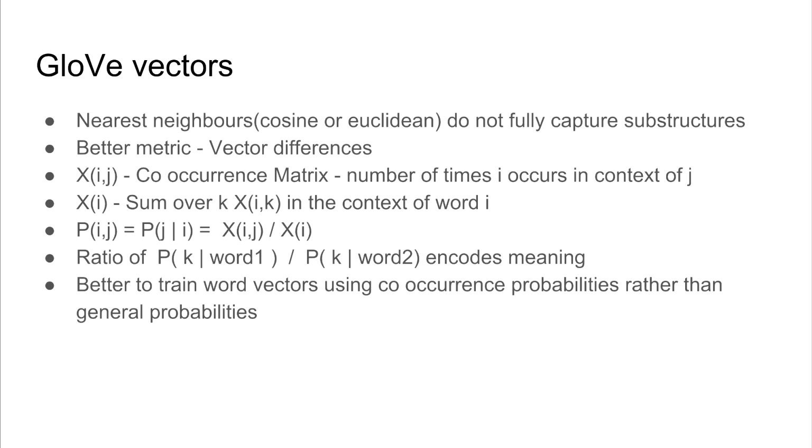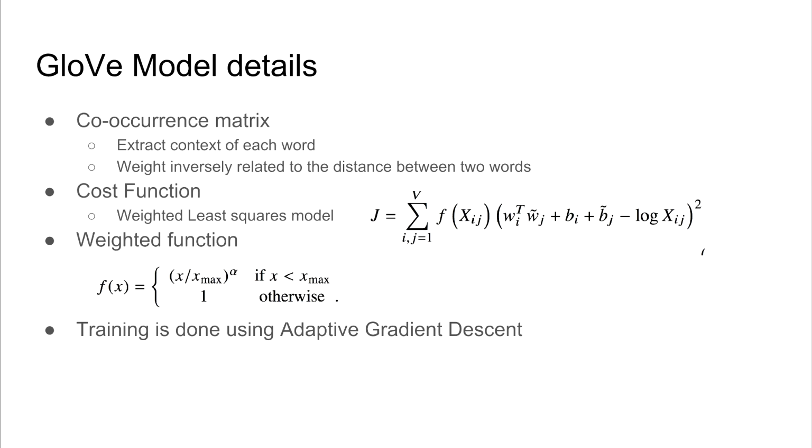king vector. So after doing some linear algebra steps, which will be explained in the paper, the word vector differences can be captured using the probability of k given word 1 divided by probability of k given word 2. Here, k given word 1 is word 1 occurring in the context of k. This can be pre-calculated using the co-occurrence matrix. Now moving on to model details.